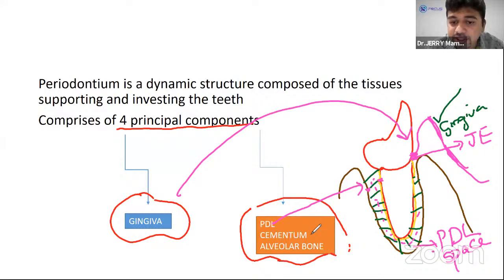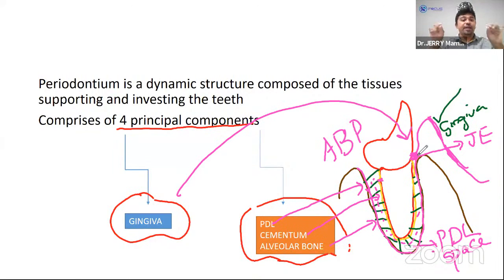Then your next structure is the cementum, which is the yellow color which we draw. And then the last is your alveolar bone. Which portion of the alveolar bone forms the part of the periodontium? It is the inner part of the alveolar bone, so the inner cortical plate, or your alveolar bone proper. You call it ABP. This is the alveolar bone proper, which has attachment of the periodontal ligament into it.